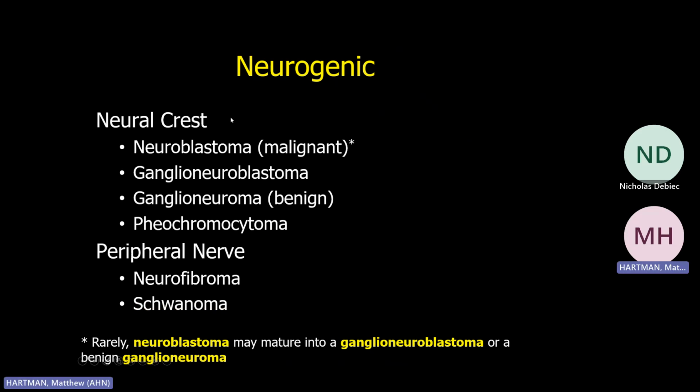Let's switch to neurogenic tumors. We have our neural crest cell derivatives: neuroblastoma, ganglioneuroblastoma, ganglioneuroma, and pheochromocytoma. We have our peripheral nerve tumors, neurofibroma and schwannoma.